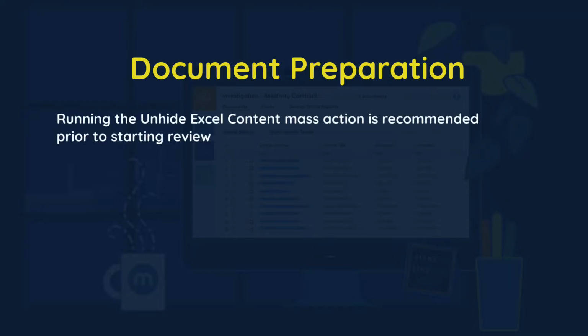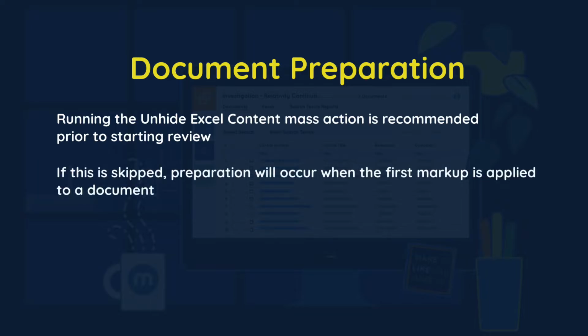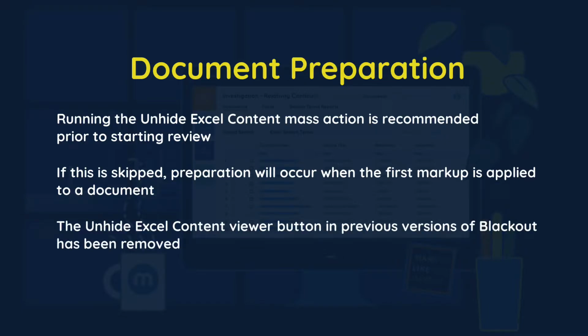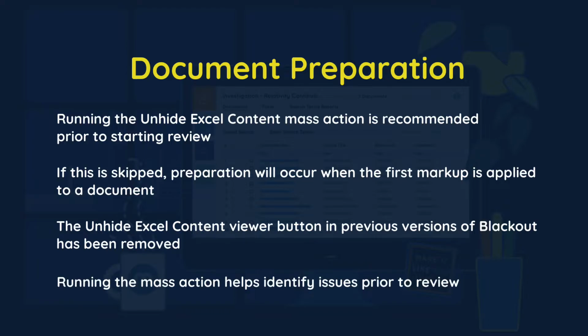We suggest executing the unhide Excel content mass action on the documents for review prior to actually starting review. If you skip running the mass action, Blackout will still prepare the Excel files when a reviewer places their first markup on a document. The Unhide Excel Content button that may have been in previous versions of Blackout has been removed from the document viewer, as this is now an automatic action that takes place after the first markup is applied. Running this mass action beforehand will help identify document preparation issues prior to review and help avoid reviewers running into any preparation errors.